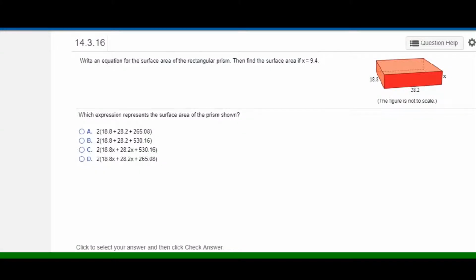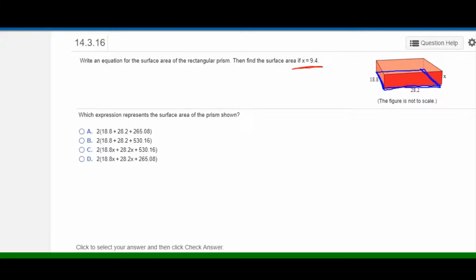Which expression represents the surface area of the prism? Find the surface area when x is 9 and 4/10. So if you think about it, we have a base. I'm going to outline the base, which is 18 and 8/10 by 28 and 2/10, because my pencil, or this blue, goes across that surface.